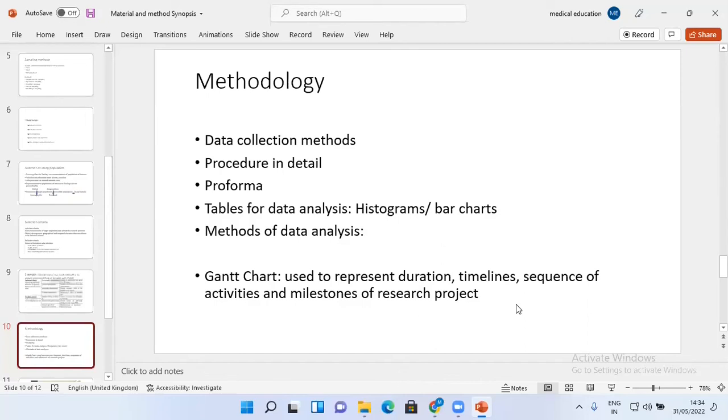So more or less, you should have step-by-step points on how you are going to go about working on your project, well written and documented under the heading materials and methods or methodology of your synopsis. And to follow this, whatever you have written, you should have something known as a Gantt chart. Okay. Now, what is a Gantt chart? It is used to represent the duration, timeline, sequence of activities, and milestones of your research projects.